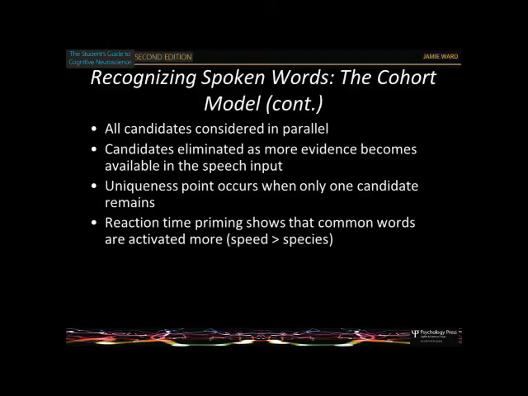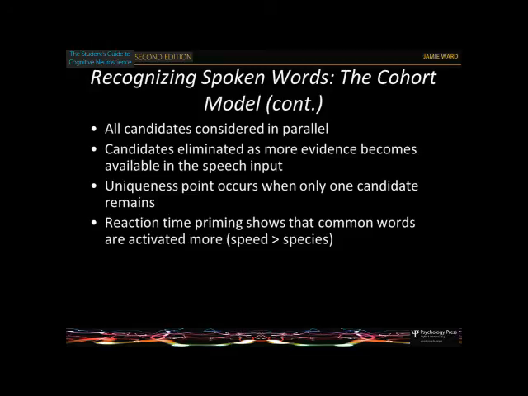The other thing is that it also depends on the words themselves. So it's not just on the uniqueness points. Words that are more common in the language are recognised faster than other ones, even when the uniqueness point is matched or similar. So speed versus species, for instance, in English would have a similar uniqueness point, but you're still faster with speed, not just because it's fast, but because it's a more common word in the language.